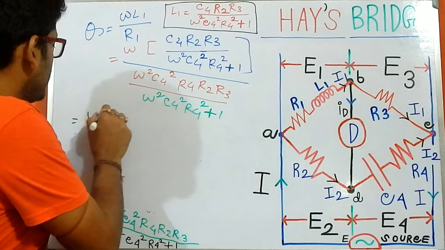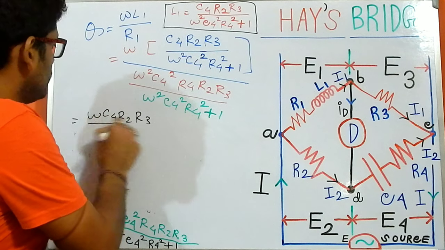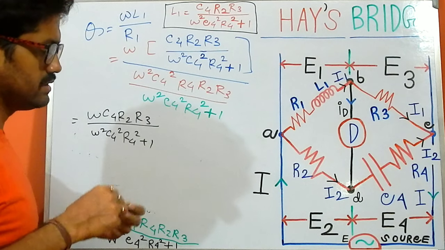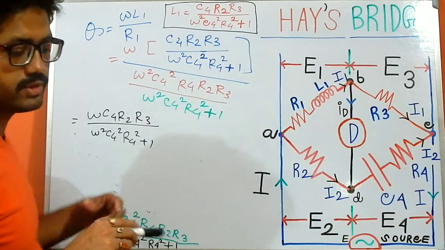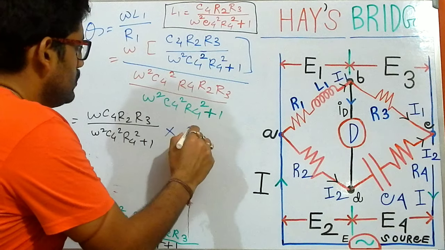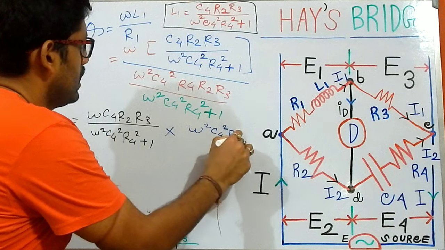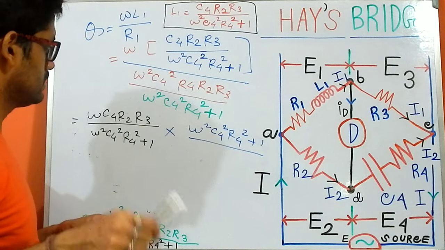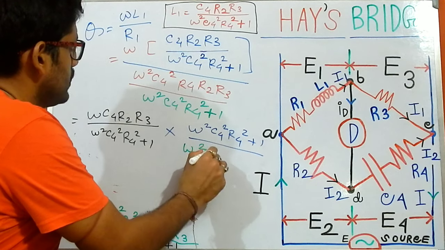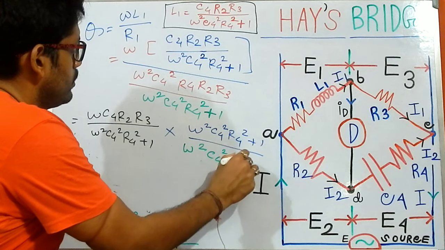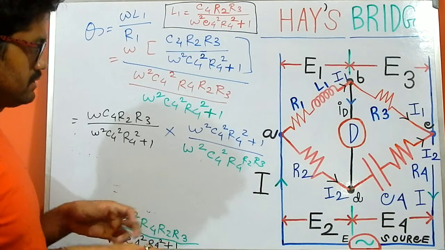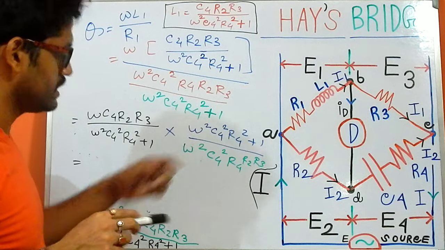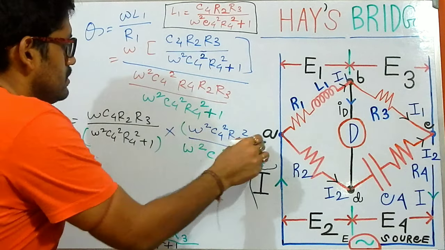So all I need, omega C4 R2 R3 divided by omega square C4 square R4 square plus 1, and this one is inverted. If I make this expression in this way, it is multiplied with omega square C4 square R4 square plus 1 divided by this lower expression, which is omega square C4 square R4 R2 R3. Okay, so this one is separated, and this total expression will cancel.